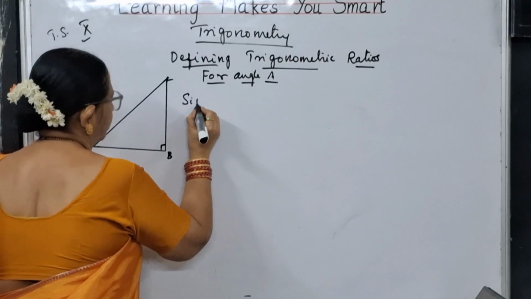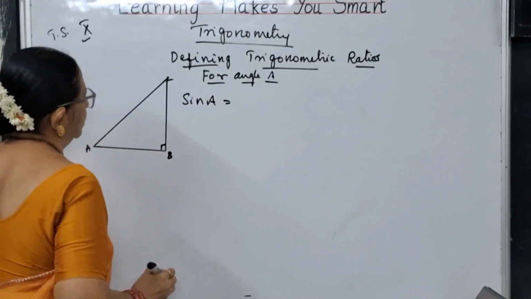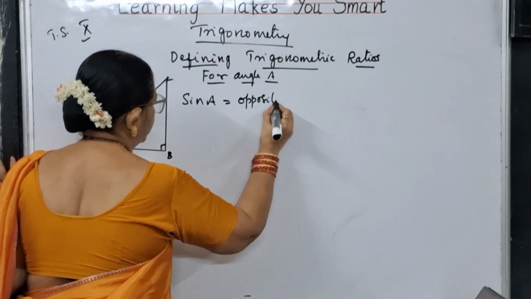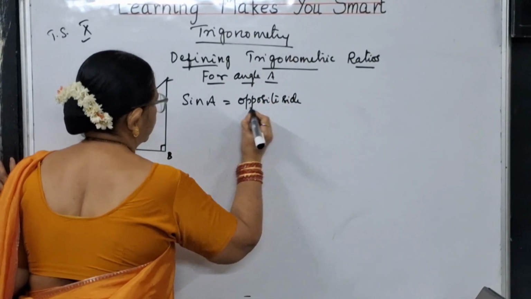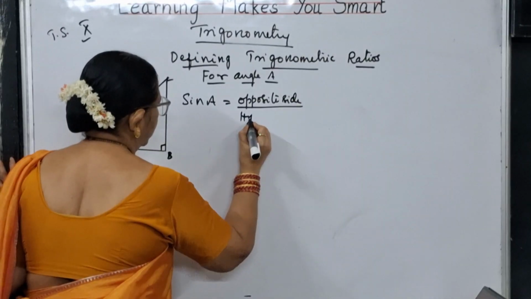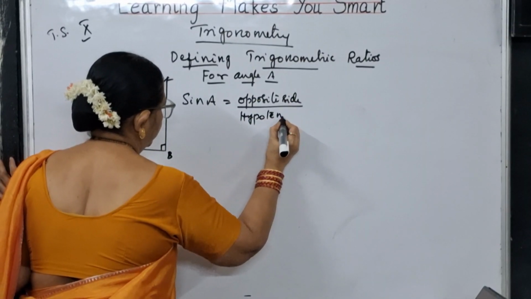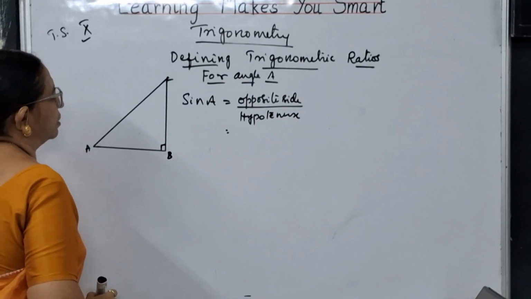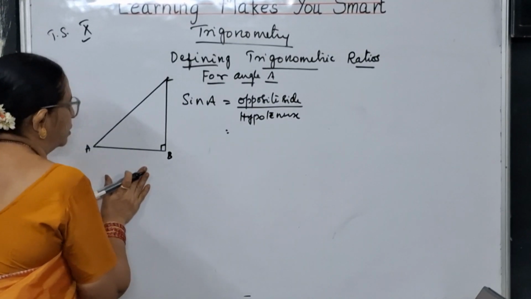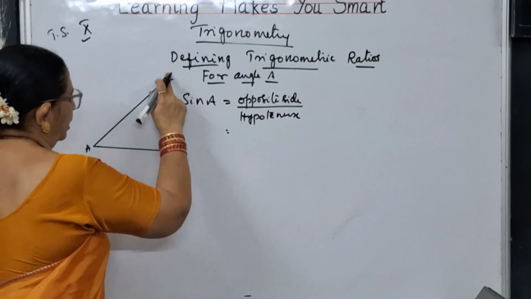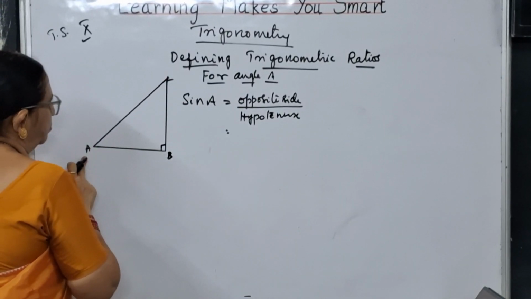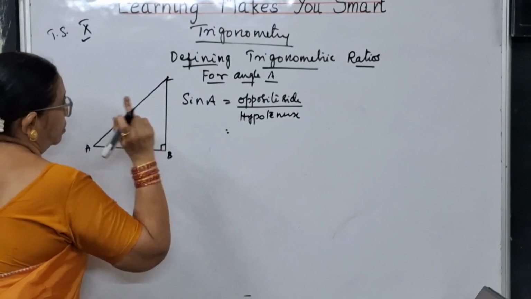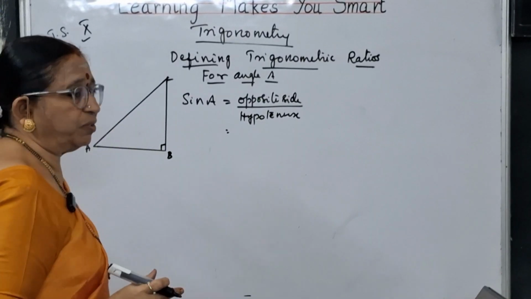As far as A is concerned, you have got the first one, sine A. Sine A formula is opposite side by hypotenuse. This is the formula for sine theta. Opposite side by hypotenuse. In this figure, as far as this triangle ABC is concerned, I am talking about angle A. For this angle A, opposite side. Just now you have understood, children.